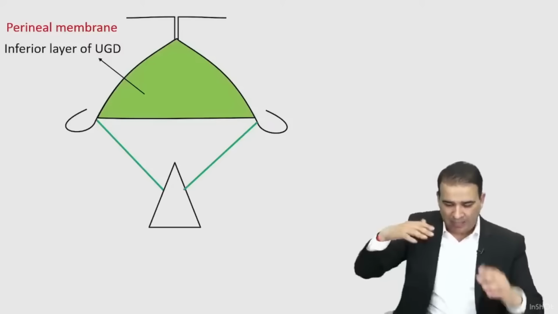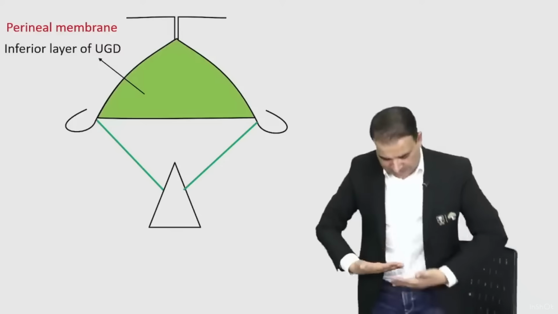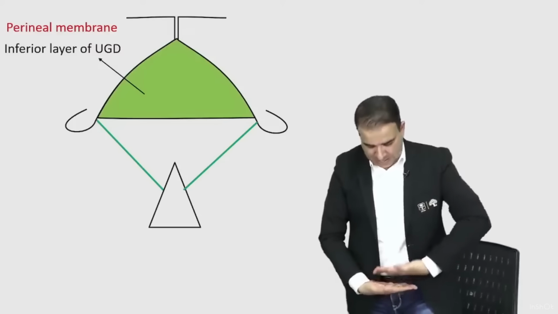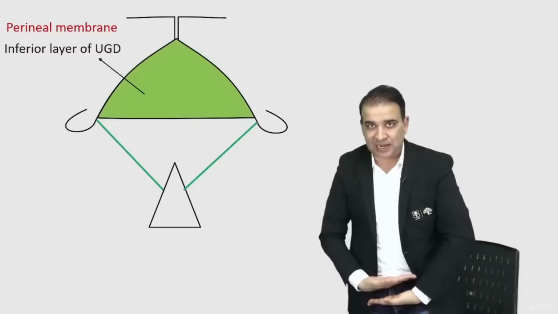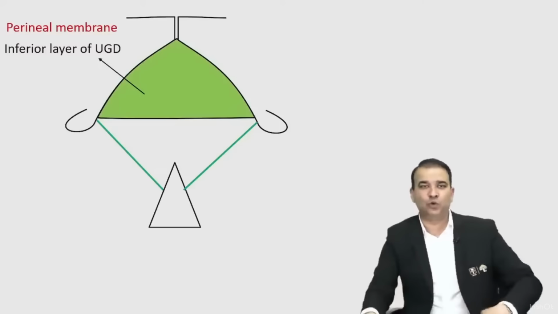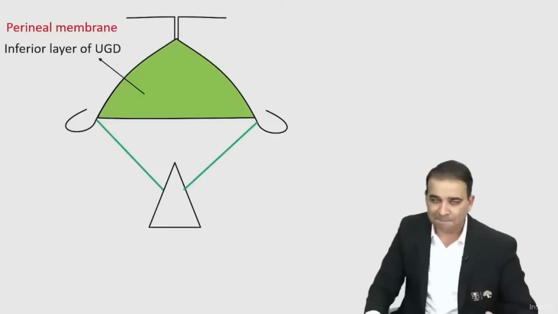So if I imagine like this here, I have a pelvic diaphragm first. Now below the pelvic diaphragm there will be a superior layer of urogenital diaphragm, and then we have an inferior layer of urogenital diaphragm, which you're looking at right now in this position. In the lithotomy position, there is an inferior layer of urogenital diaphragm called the perineal membrane.